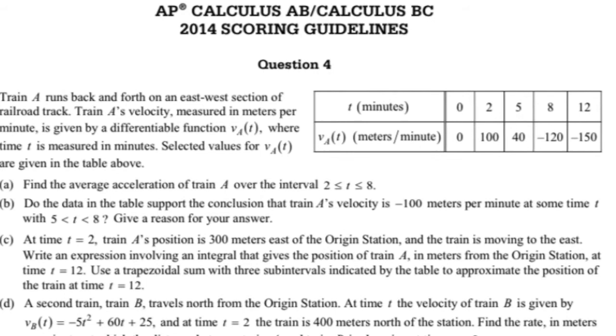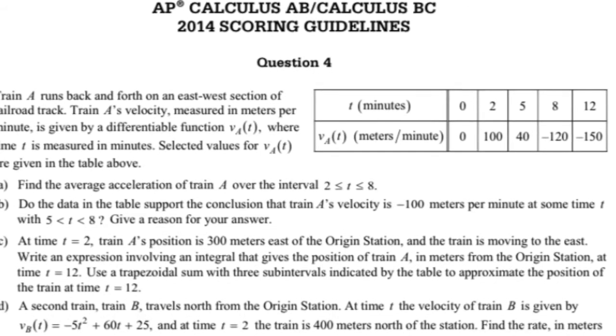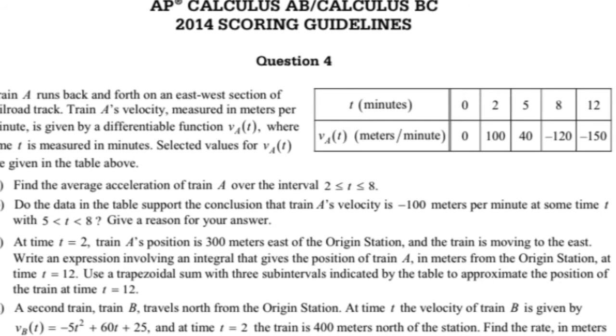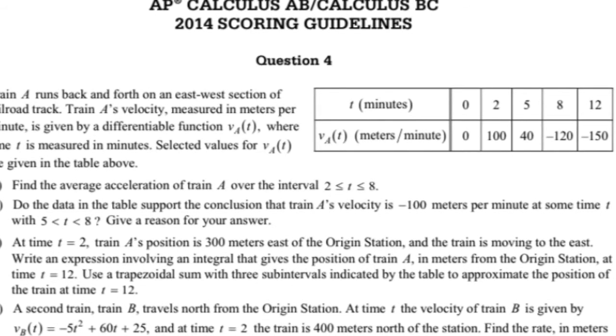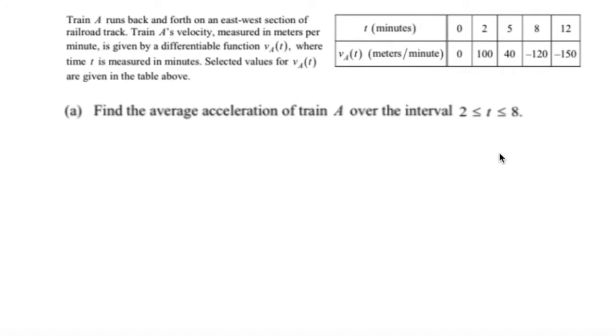And then as we can see, we have our table which has time in minutes and our function with respect to time in meters per minute. And then we have the following numbers and values given. Part A is asking us to find the average acceleration of train A over the interval 2 to 8 minutes.